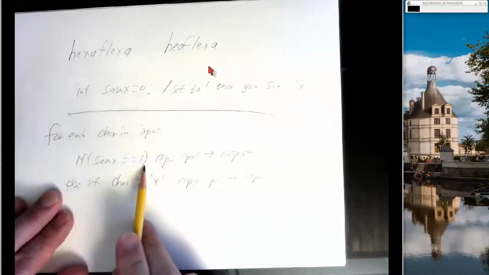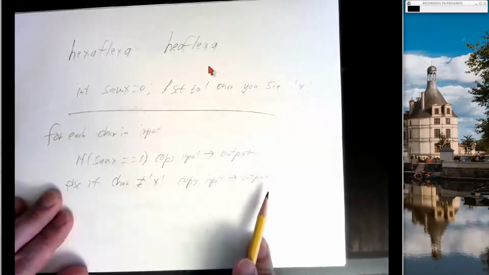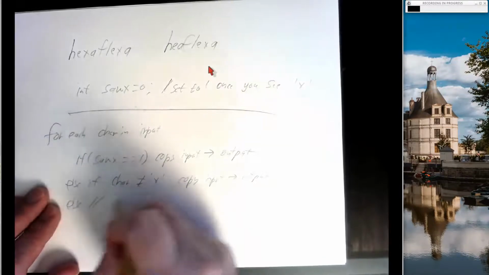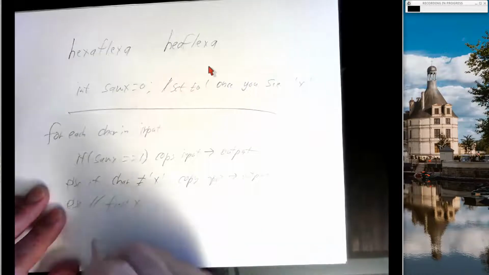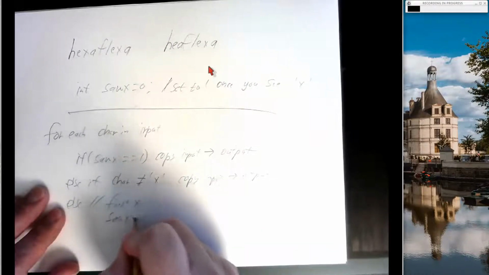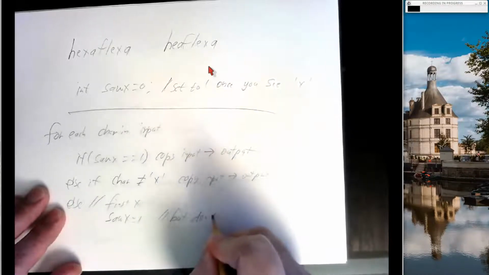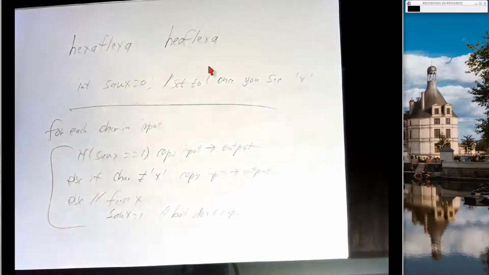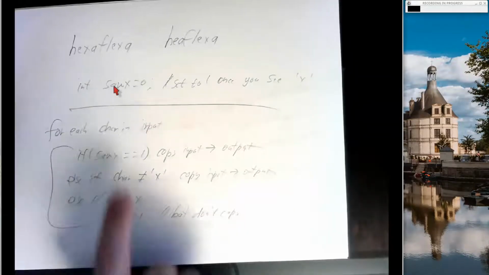Otherwise, if you haven't seen an X yet and the current character is not an X, still copy it to the output. Otherwise, you're seeing your first X. And so just set saw X equal to 1, but don't copy. And so you make this one change to your loop from remove, which uses a flag.